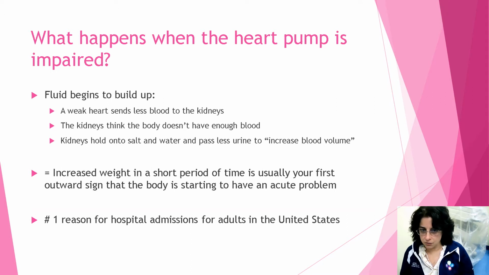So this increased weight over a short period of time is usually your first outward sign that the body is starting to have an acute problem. So this is why we ask you to weigh yourself every day on the same scale at the same time at home. And it just so happens to be the number one reason for hospital admissions for adults in the United States. So the whole goal of what we're going to talk about today is to help you avoid going into the hospital.